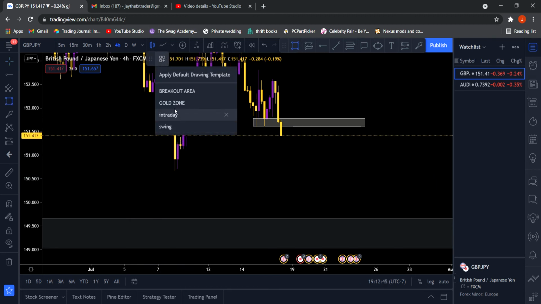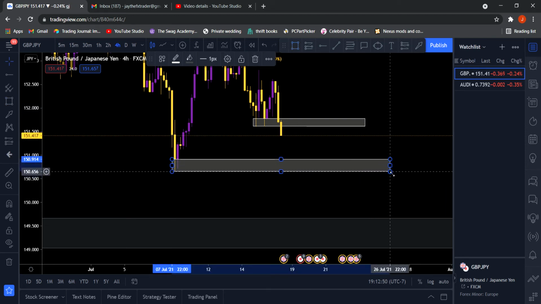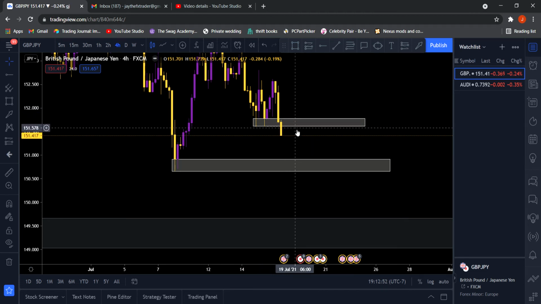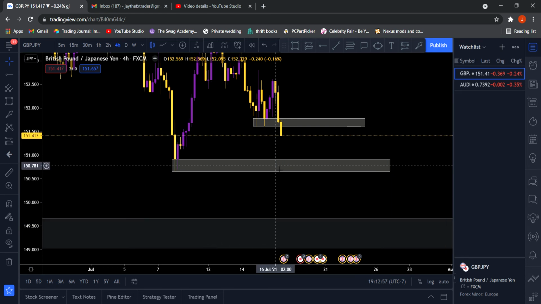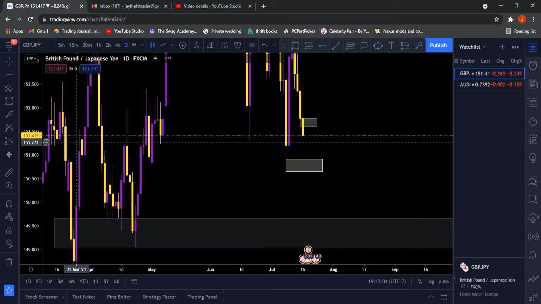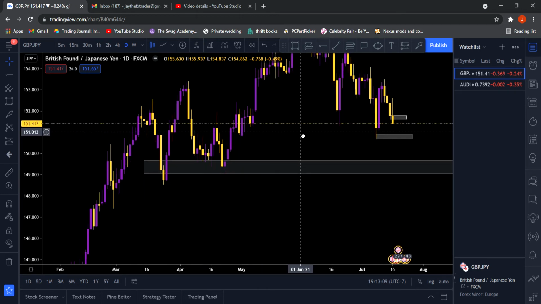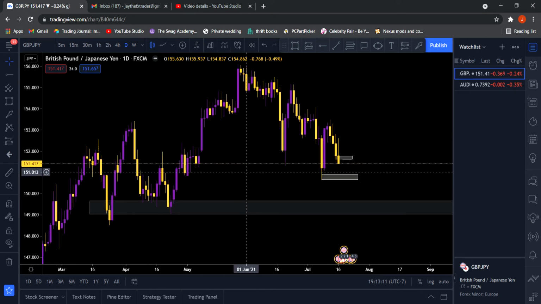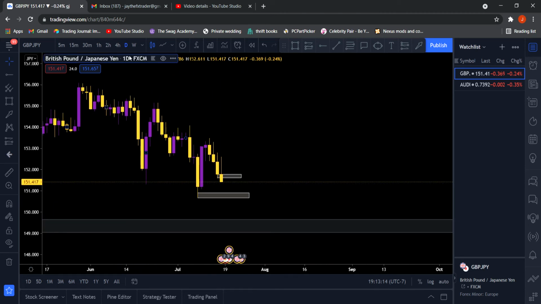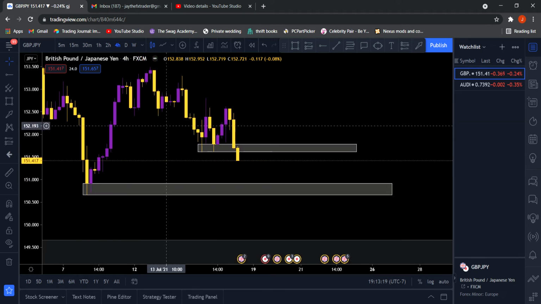Draw another zone right here, and scale in a position. If this breaks and retests right here, I'm going to be buying it down to this weekly support. But then I wait for another break and retest right here to get in another position. That's all I'm really looking for on here. Nothing too much.